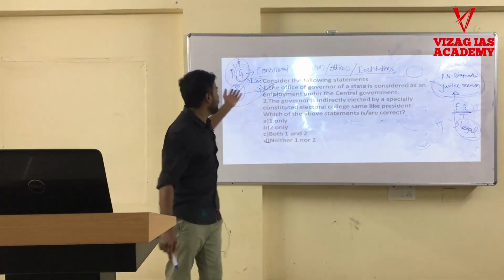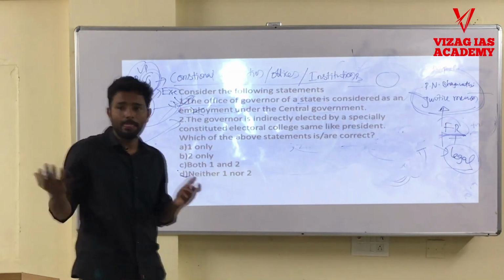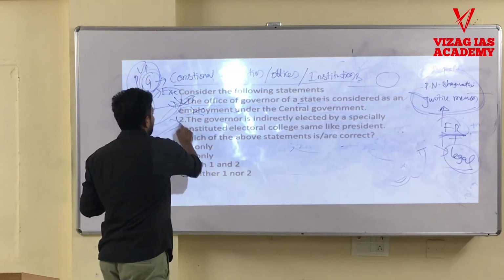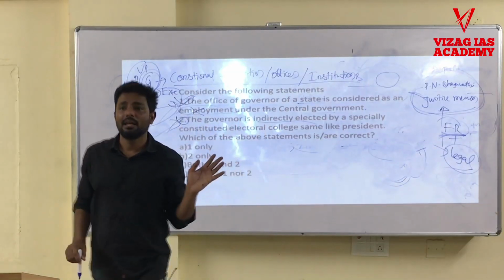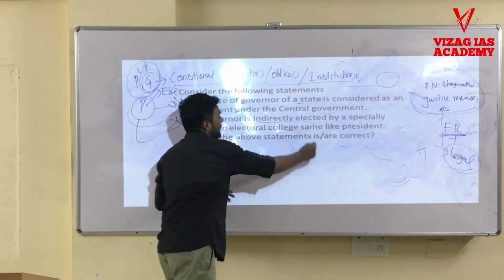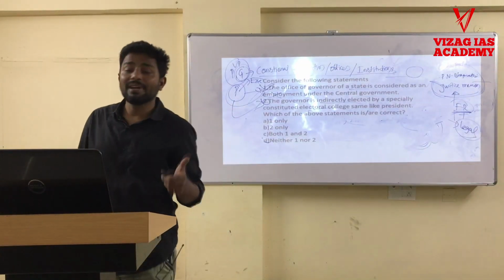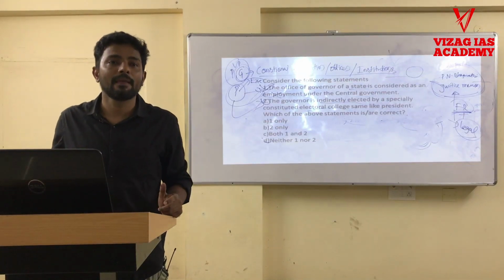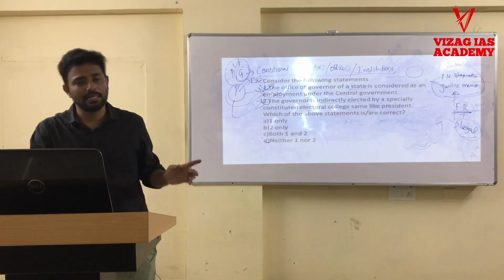No. Just now we have discussed that the president appoints the governor. So this statement is also wrong. There is no direct or indirect election in relation to the governor. That is one thing. And the second thing is there is no concept of electoral college. For the president's election there is an electoral college. For the vice president's election, both the houses will participate.